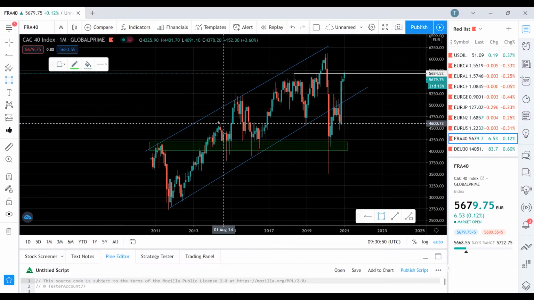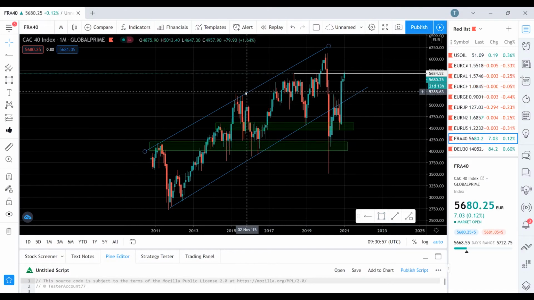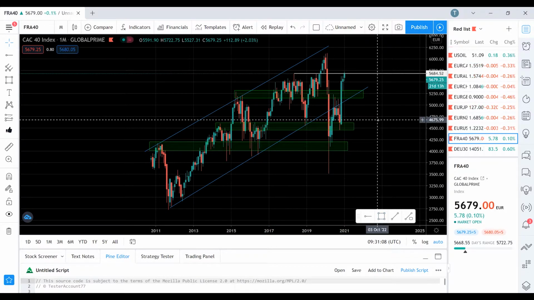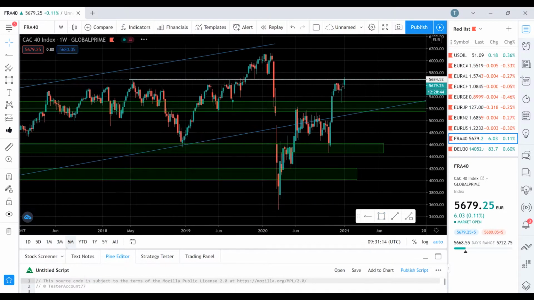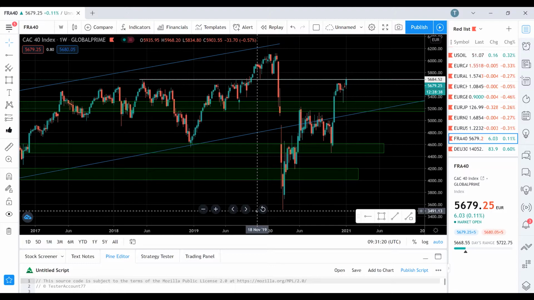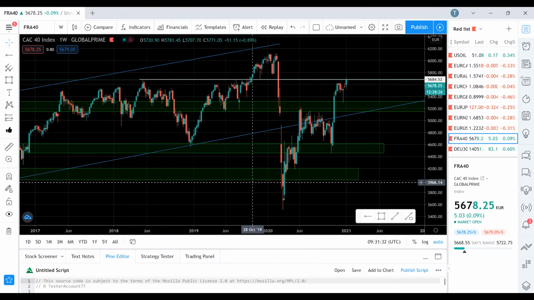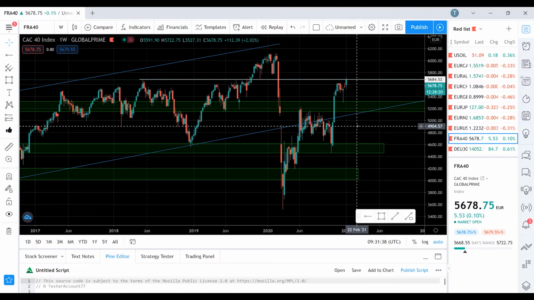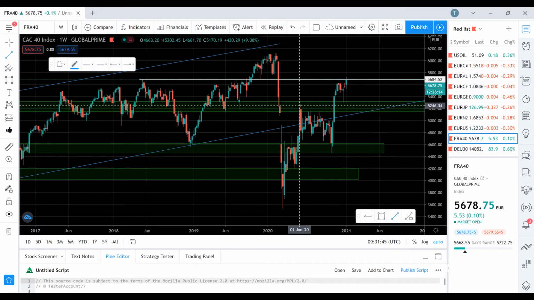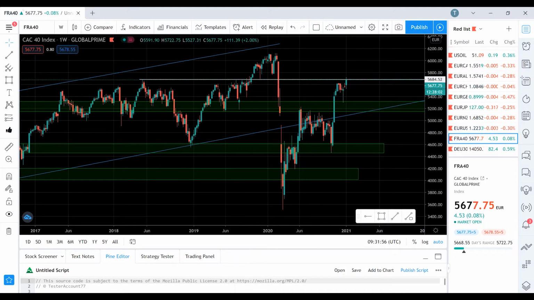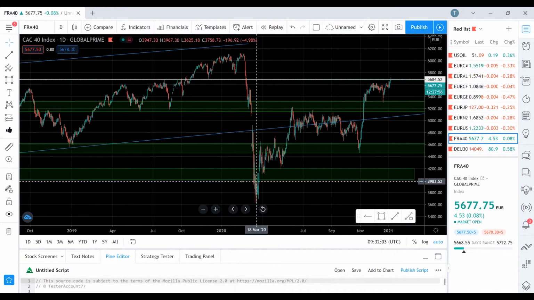We have a buy zone here. We have a buy zone here. We have a buy zone here. Move to the weekly. Move to the daily.